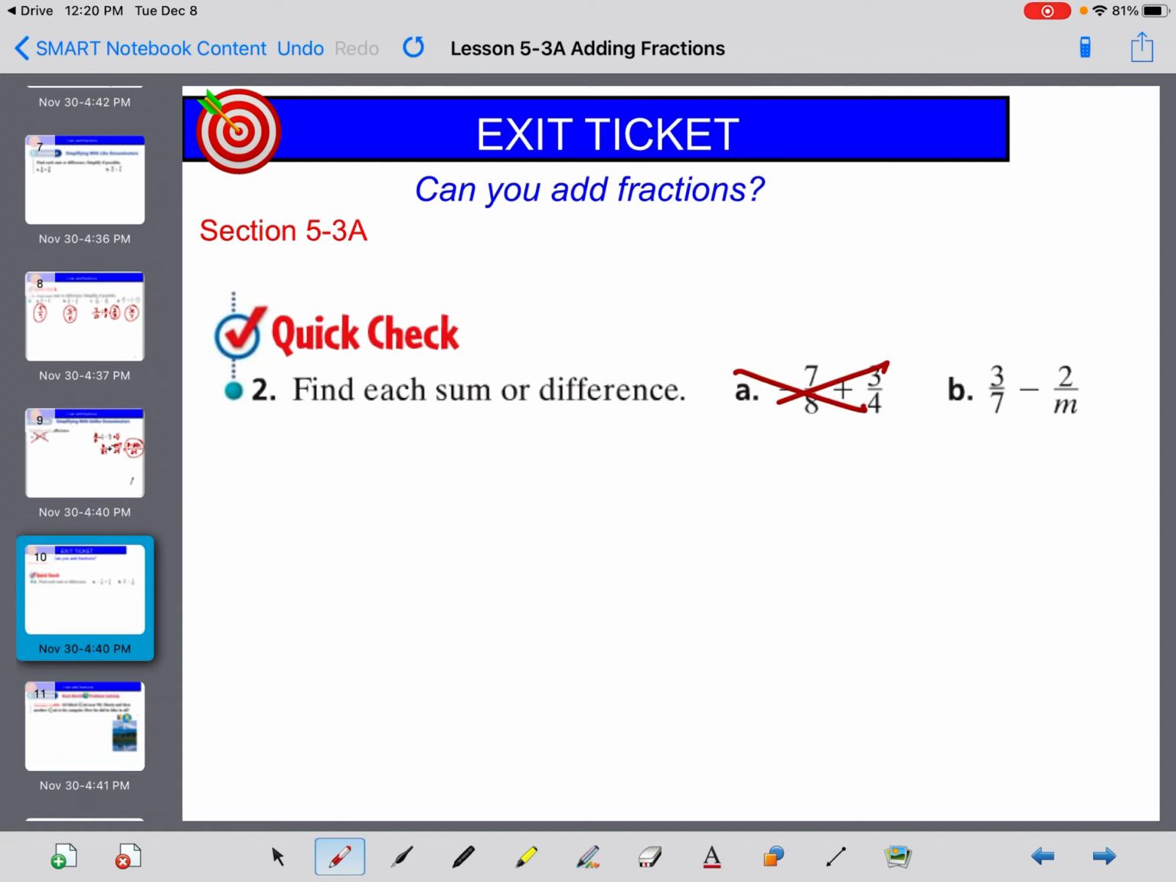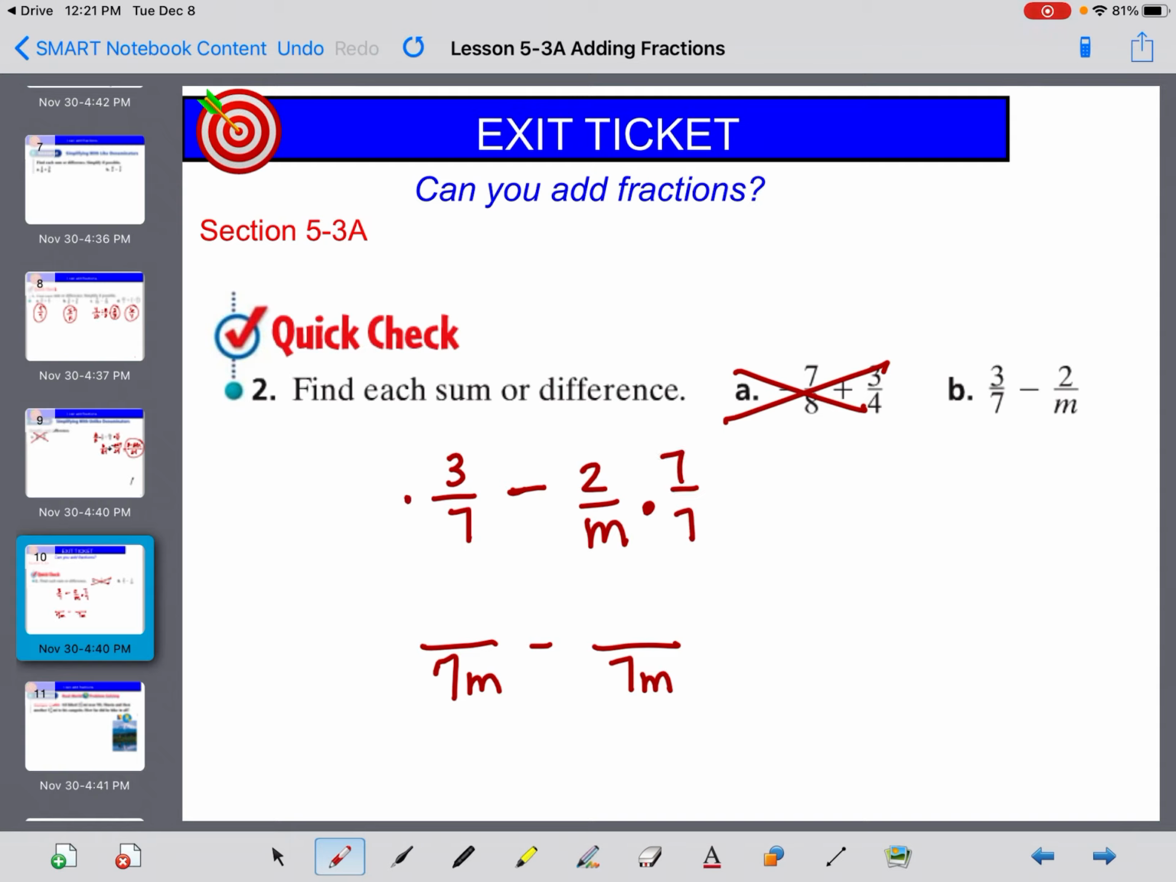The same thing is true about letter B. Cross this one off. We're going to do this one. 3/7 minus 2 over m. I need to find a common denominator there. Now, my common denominator is the least common multiple between 7 and m, which is 7m. So I multiply this fraction by 7 over 7 and this fraction by m over m.